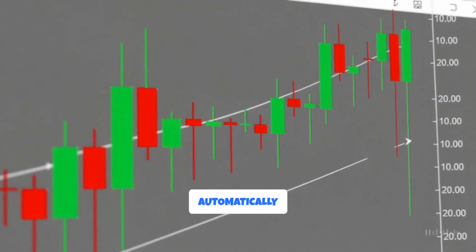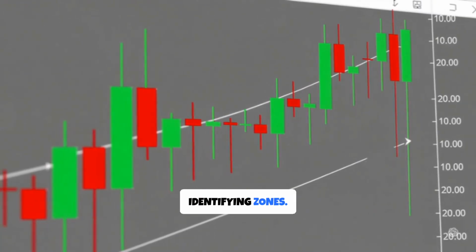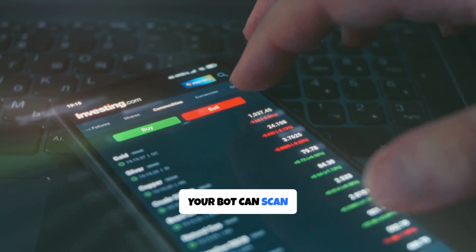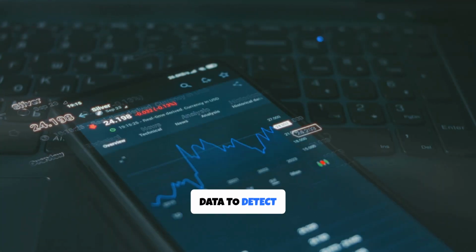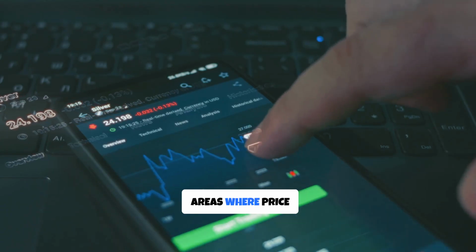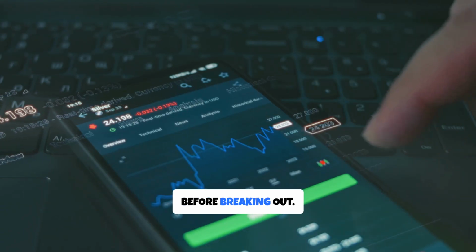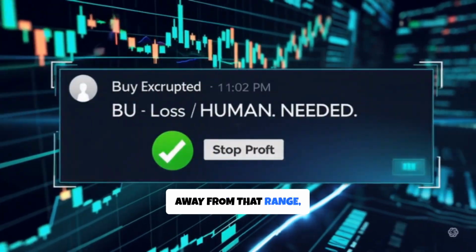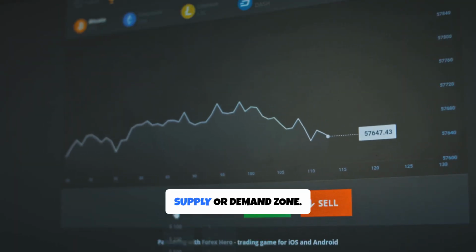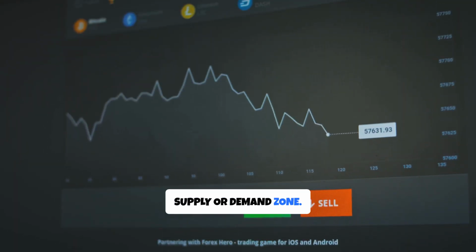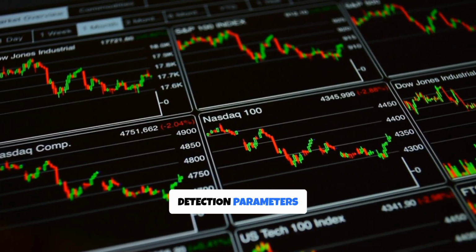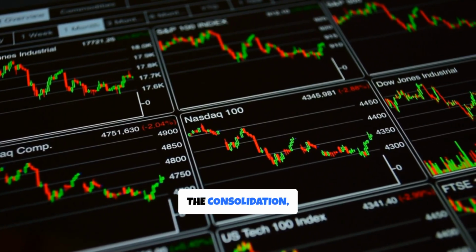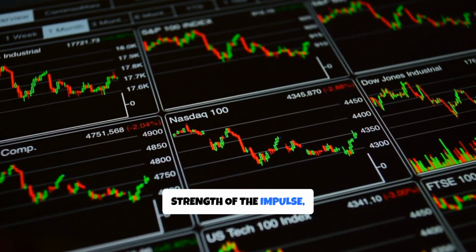Step 2, automatically identifying zones. In MQL5, your bot can scan historical price data to detect consolidation ranges, areas where price moves sideways before breaking out. Once it detects a sharp impulse move away from that range, it marks that area as a potential supply or demand zone. You can fine-tune detection parameters like candle count in the consolidation, strength of the impulse, and how far back the bot scans for zones.